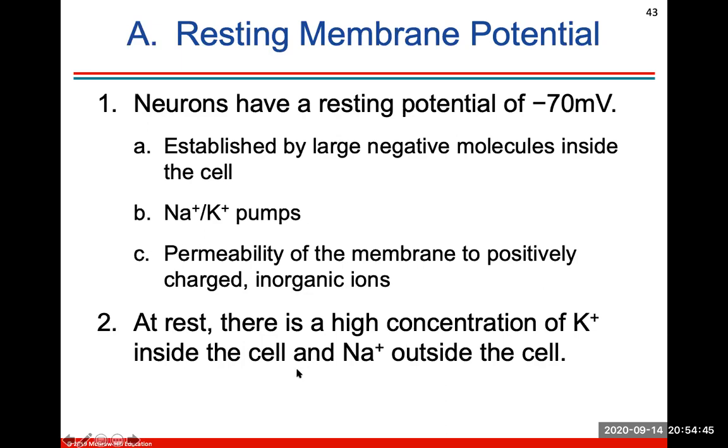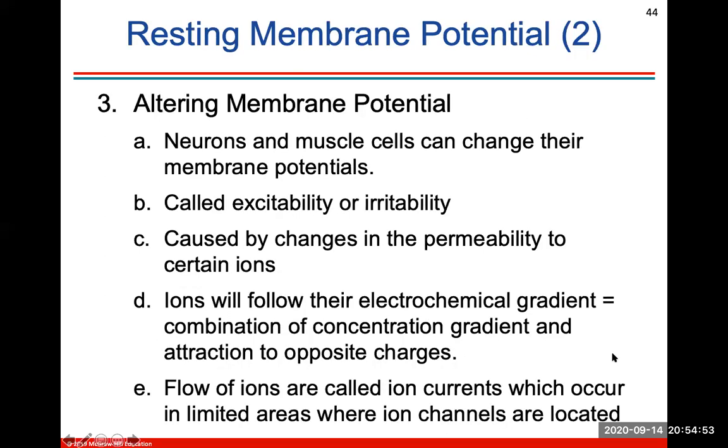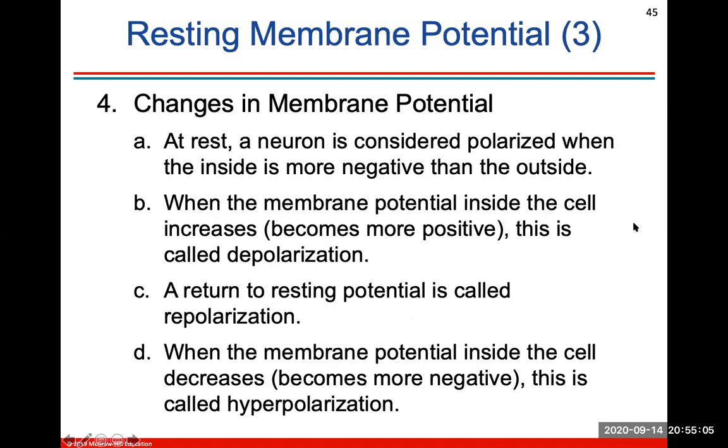It's important to know that there's a higher concentration of potassium inside the cell and sodium outside the cell at rest of an axon. So what happens during an action potential is these ions will flow into or out of the cell to change the membrane potential of that membrane on the axon. At rest, a neuron is considered polarized when the inside is more negative. At rest, it's negative 70.